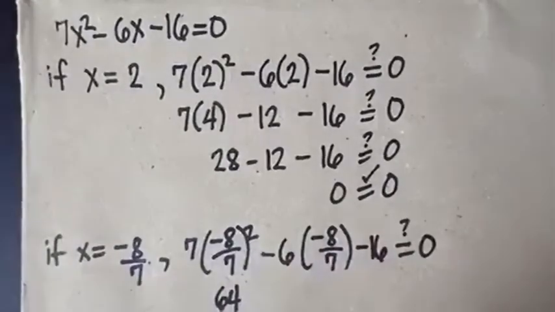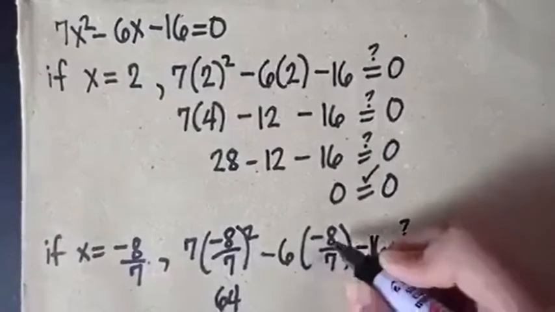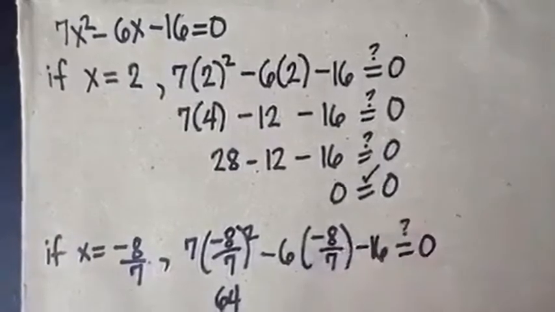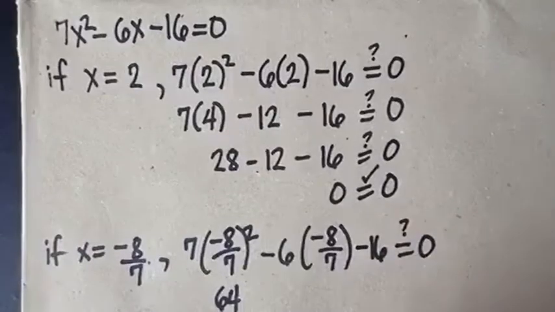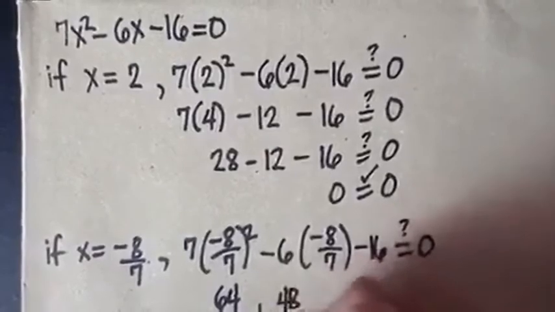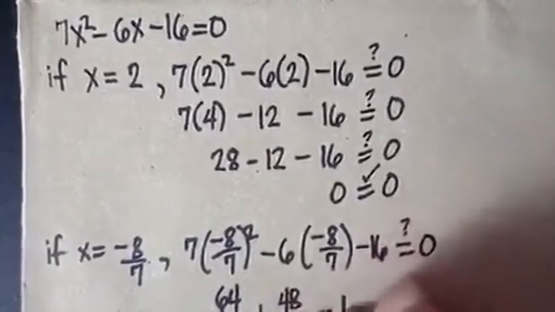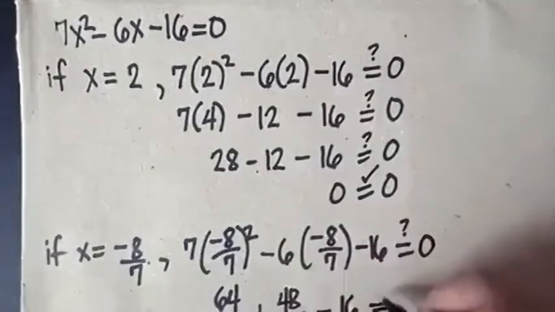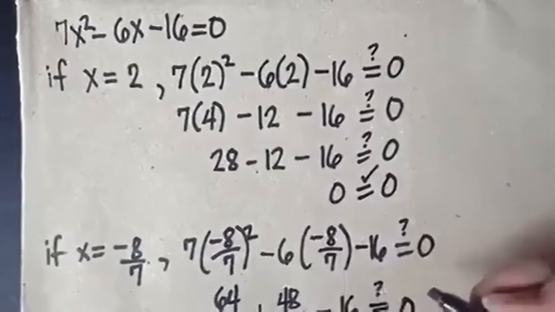Okay. Then negative 6 times negative 8 over 7. So, that is positive 48 over 7. So, minus 16. Is it equal to 0?